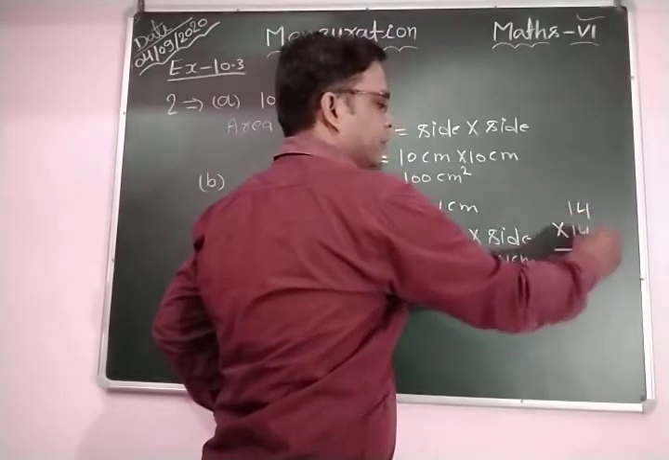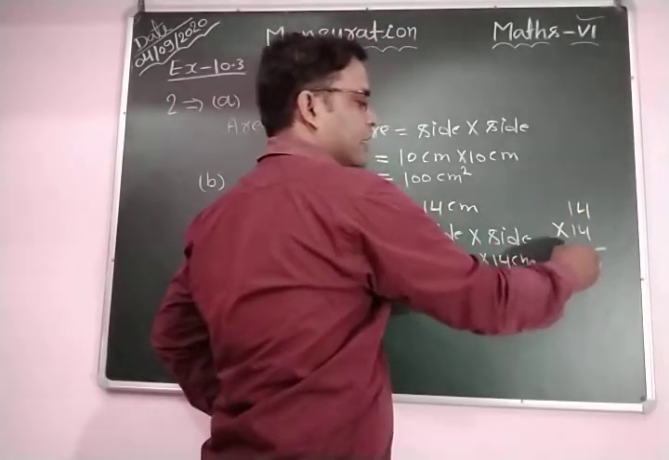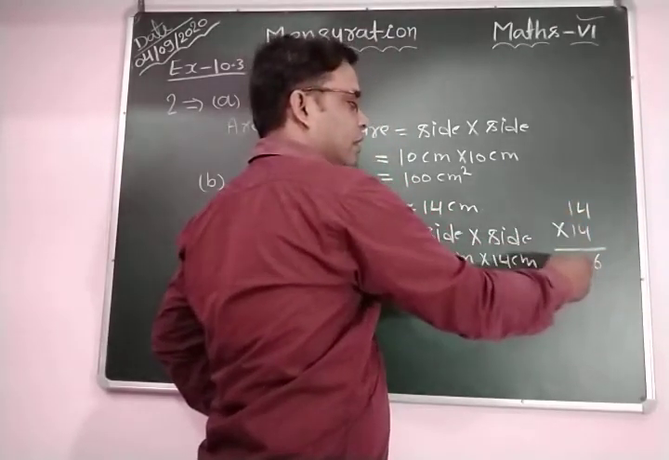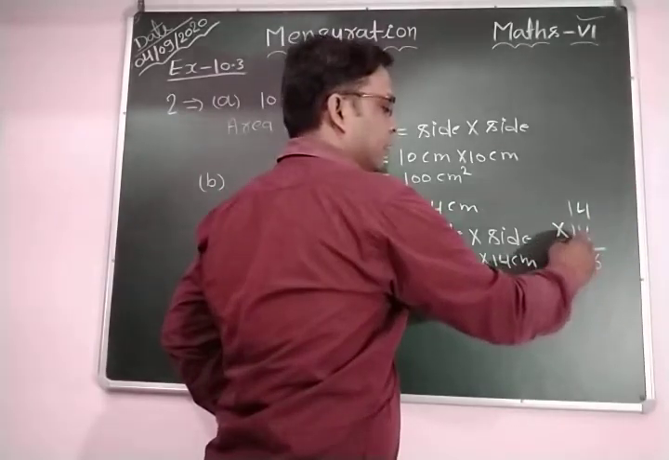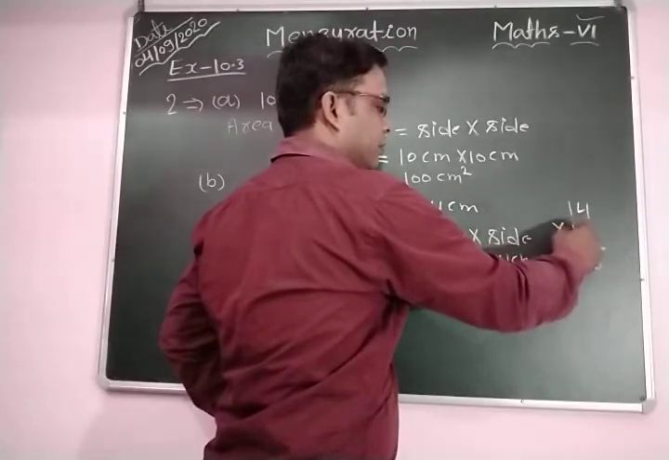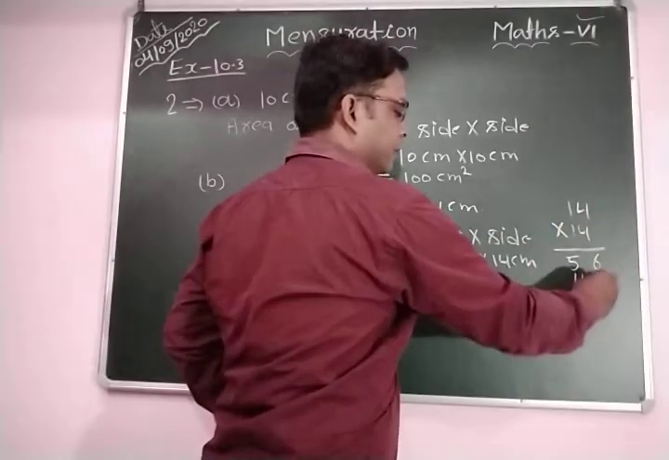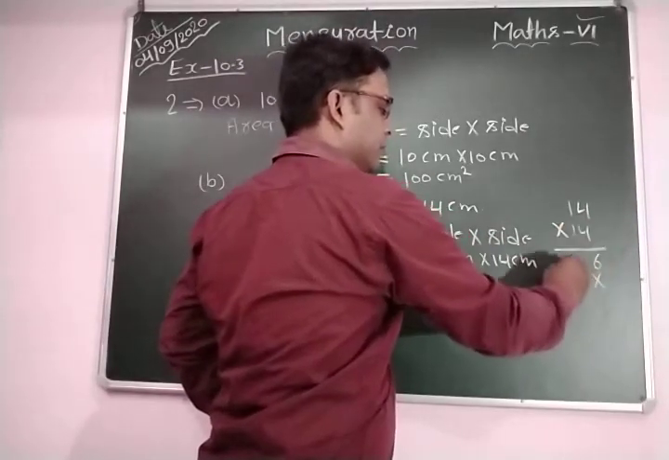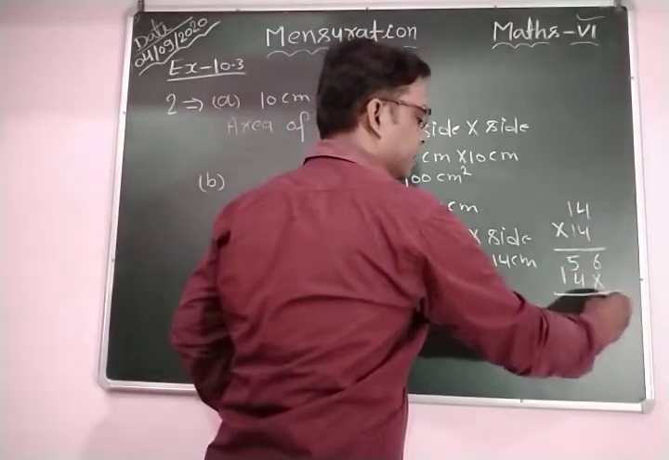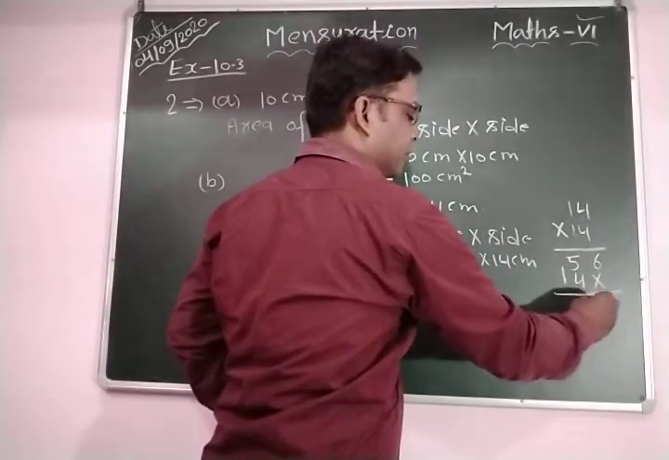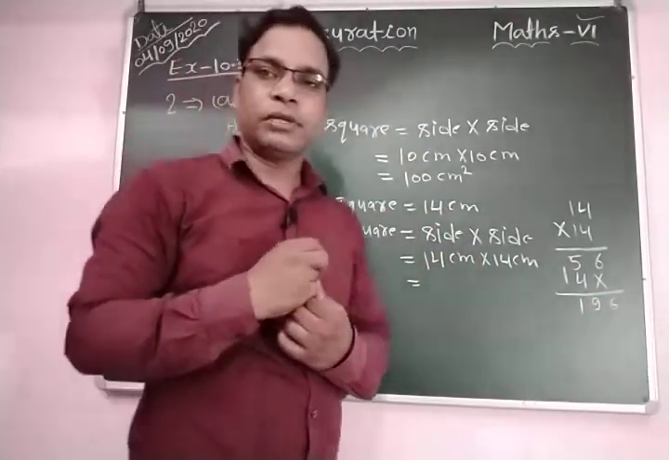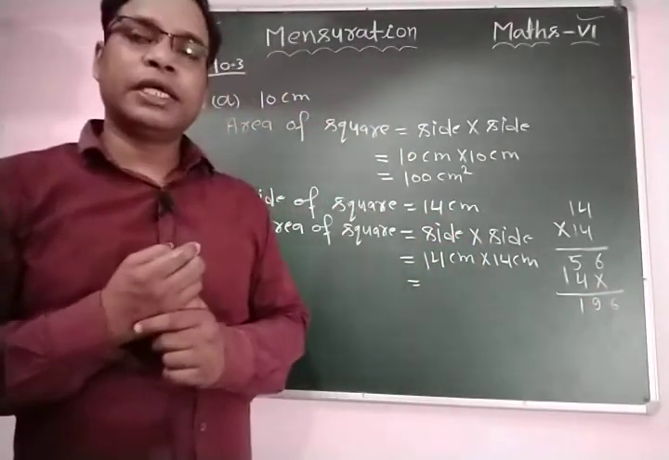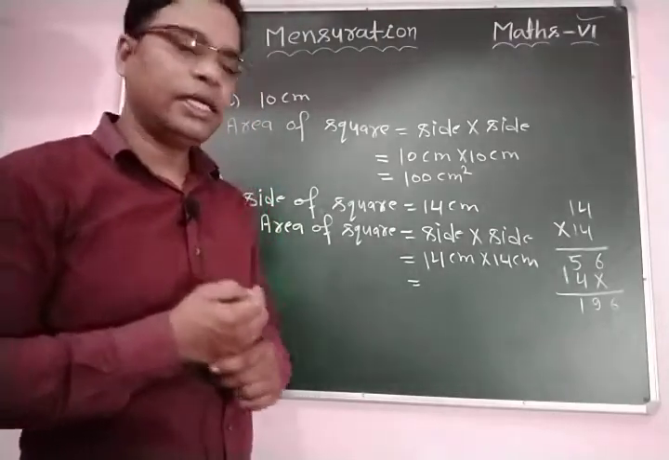Okay, so 4 fours are 16, carry 1, 4 ones are 4, and 4 plus 1 is 5, so 56. Again 1 times 4 is 4, and 1 times 1 is 1. 6, 5 plus 4 is 9, 1. So you can see here 14 into 14. If we multiply 14 by 14, then you obtain 196.